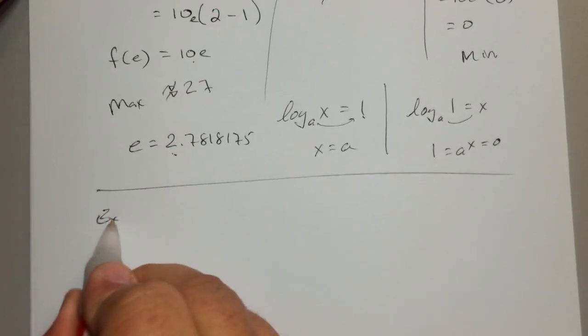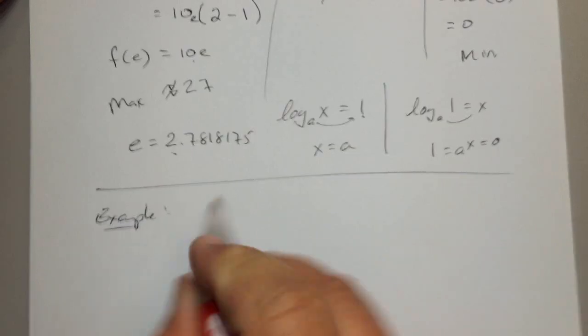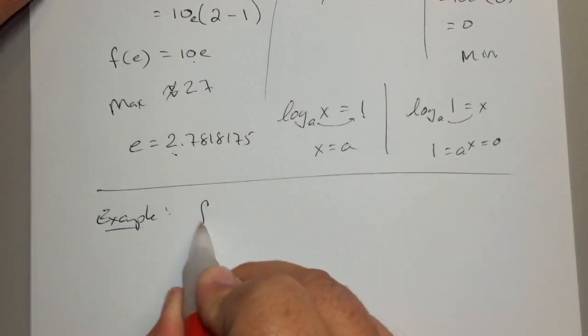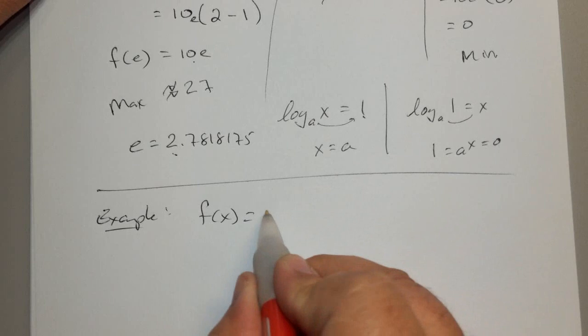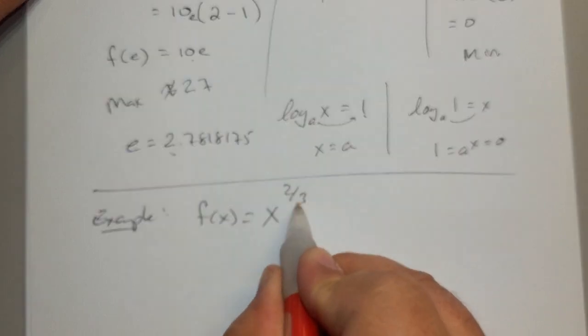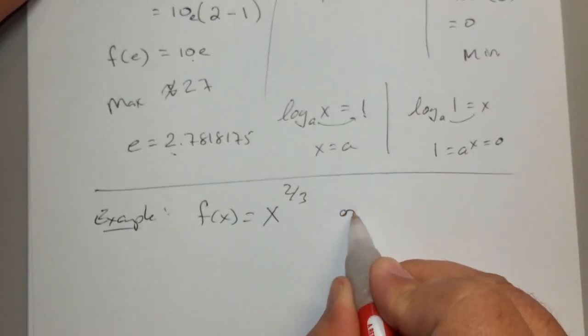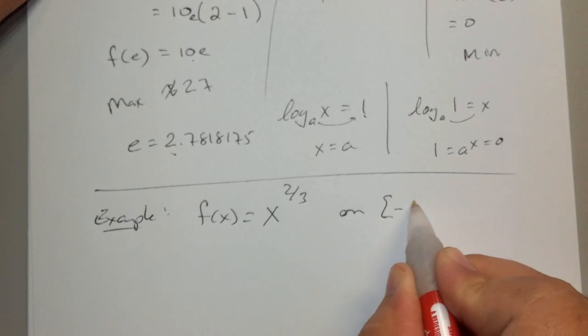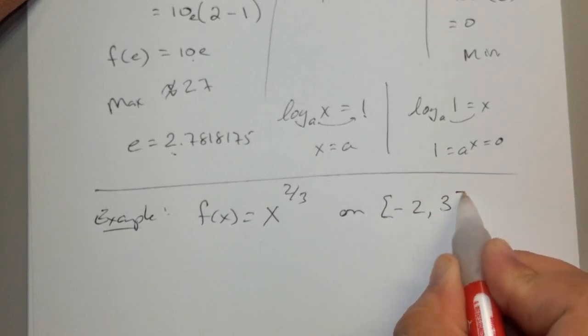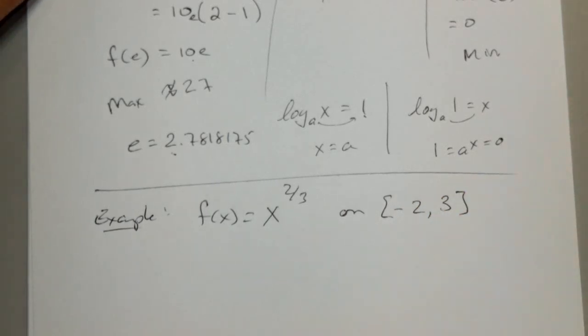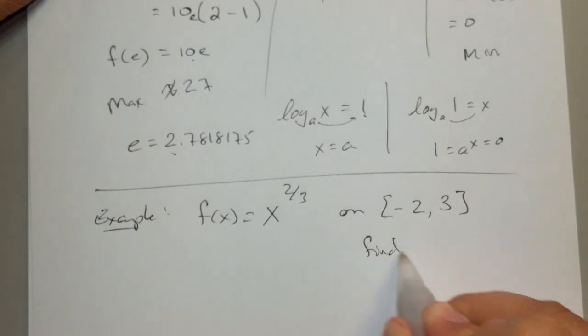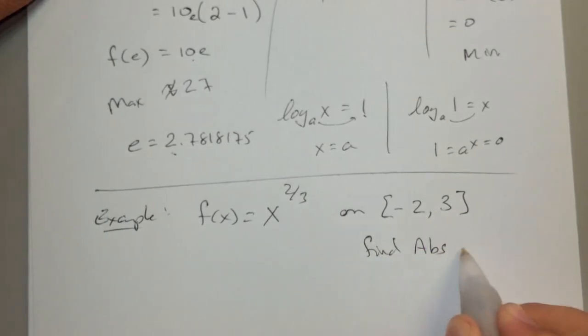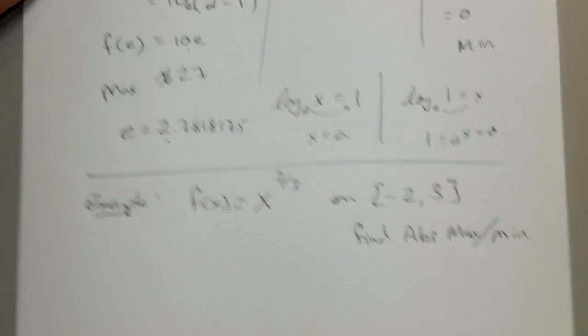There's another example. f of x equals x to the power 2/3 on the closed interval from negative 2 through 3. Find the absolute max and min.